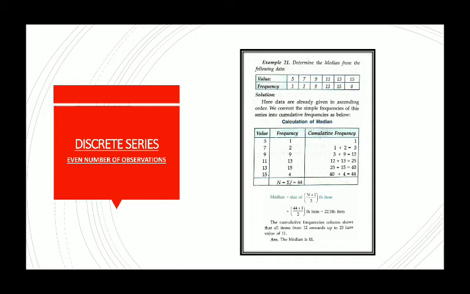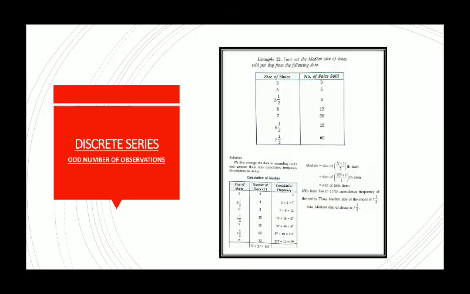Here the number of observations was even. We can see one sum with odd as well. See, the size of shoe is given and the number of pairs sold is given. Now in this case, the number of observations is 129, because the total frequency is coming to 129. So 129 is an odd number. So the formula is n plus 1 by 2th observation, which will give you the 65th item.